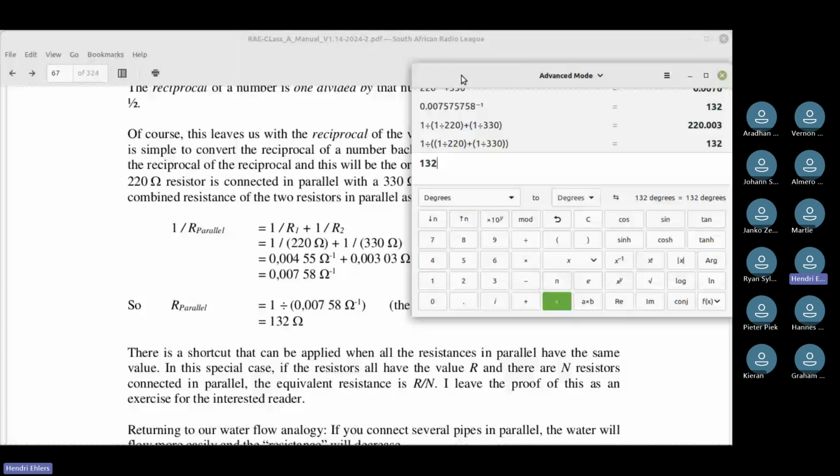Okay, Graham, I'll go through it again. Let's just clear everything here. Right. 1 over R, I'm going to call it RT, they call it R parallel, but the correct way is 1 over RT equals 1 over R1 plus 1 over R2. Now, we have proven that, you just do that, 1 divided by 220 is indeed exactly the same as 220 to the power of minus 1 equals. Works out exactly the same.